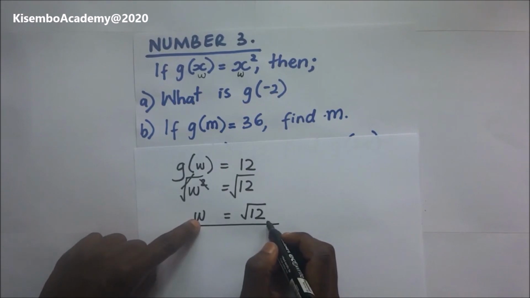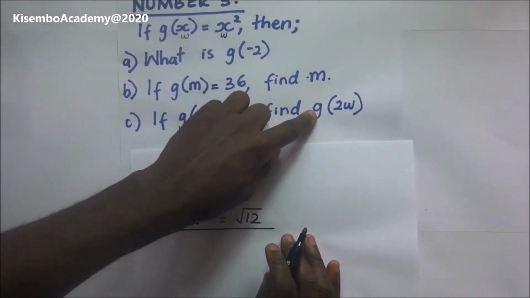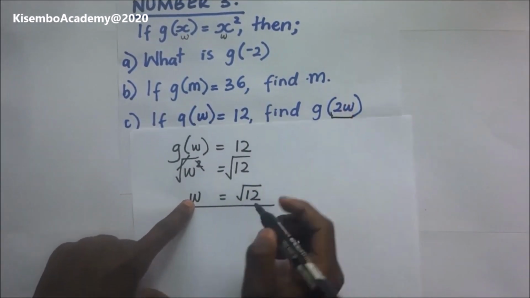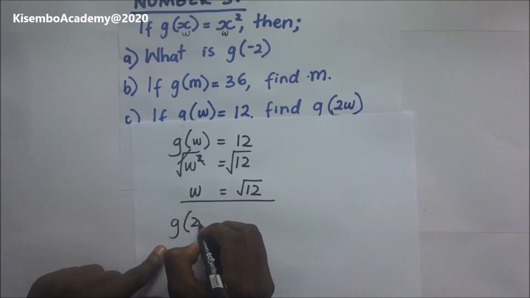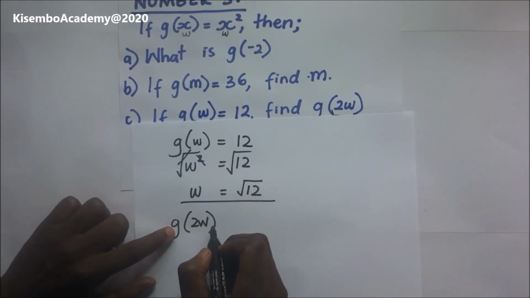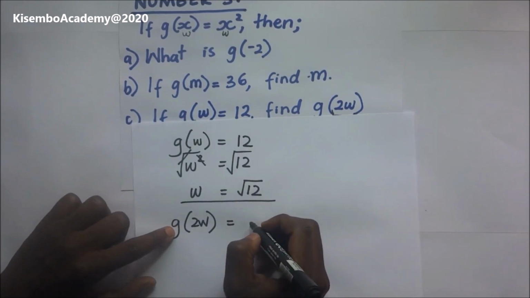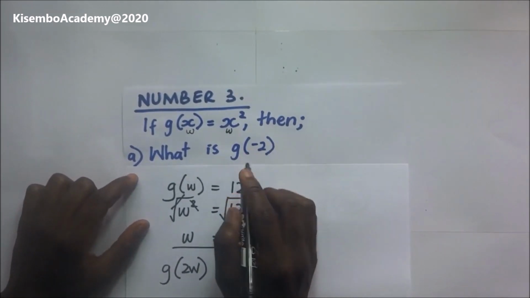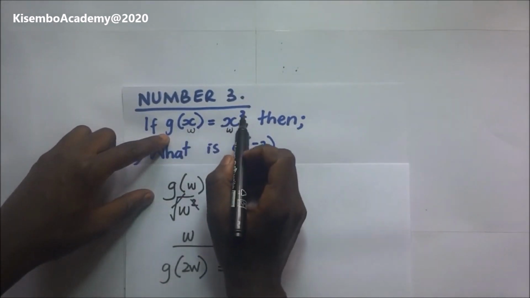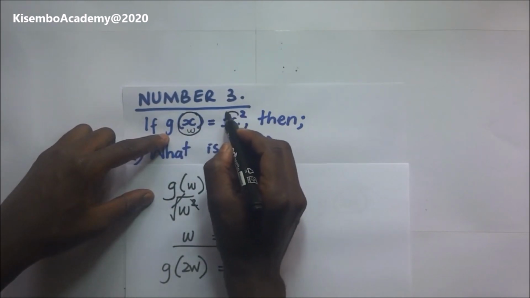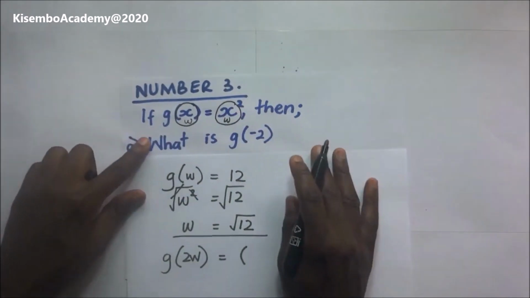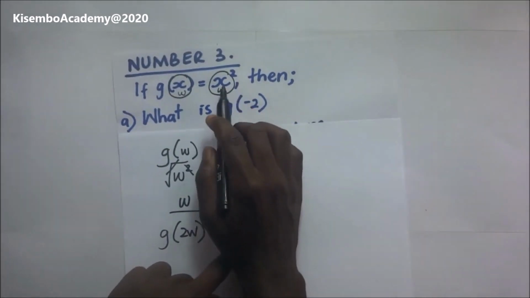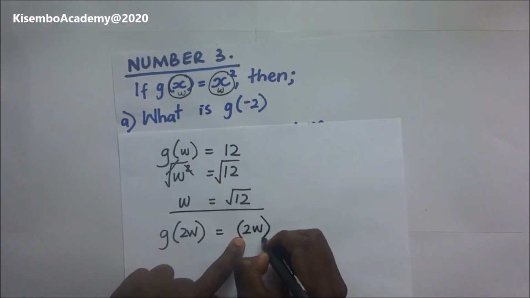Now we have the value of w, but the question requires us to find g of 2w. So we go ahead and substitute that right there. What is g of 2w? Remember from our initial expression, g of x is equal to x squared. What is in the brackets is what takes up the place of x in the expression. Here what is in the brackets is 2w, so that is exactly what is going to take up the place of x, which is going to become 2w squared.